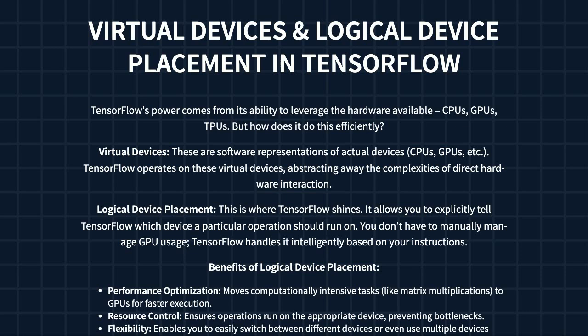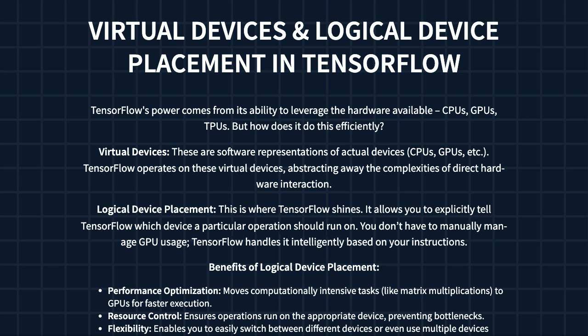Now, logical device placement is where things get really clever. It's essentially telling TensorFlow exactly which device you want a specific operation to run on. You don't have to worry about figuring out the best hardware for each part of your model. TensorFlow figures it all out automatically based on what you tell it. This leads to some big benefits: faster performance, better control over resources, and the ability to easily switch between different devices if needed.